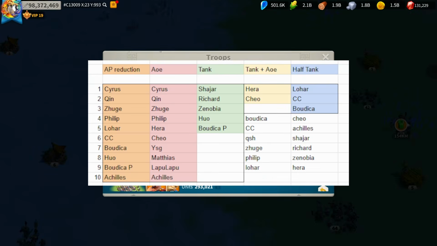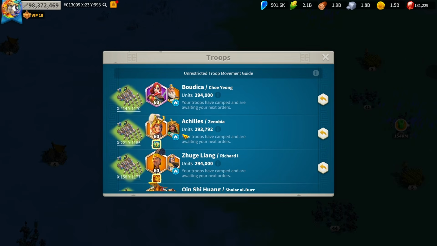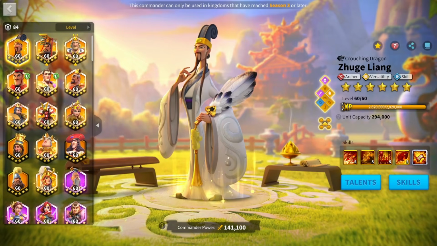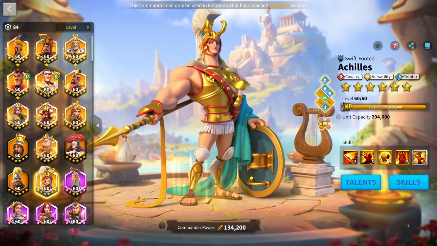I can show you again which pairings I use, and that's CC Hera, QSH Shajar, Zuga Richard, Achilles Zenobia, and then Boudica with CY. Of course, on my primaries, I have the AP reduction tree, like for example Achilles, he has the AP reduction tree. And now that we have the commanders done, let's look at gear and armaments.